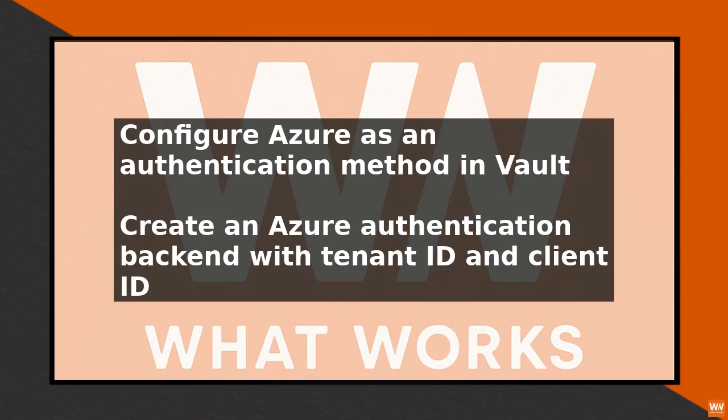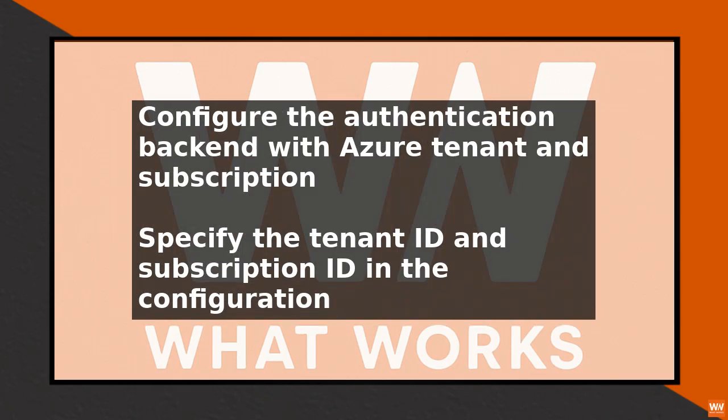Next, you need to configure the authentication backend to use the correct Azure tenant and subscription. This involves specifying the tenant ID and subscription ID in the authentication backend configuration. You can also configure the authentication backend to use a specific Azure resource group or location.